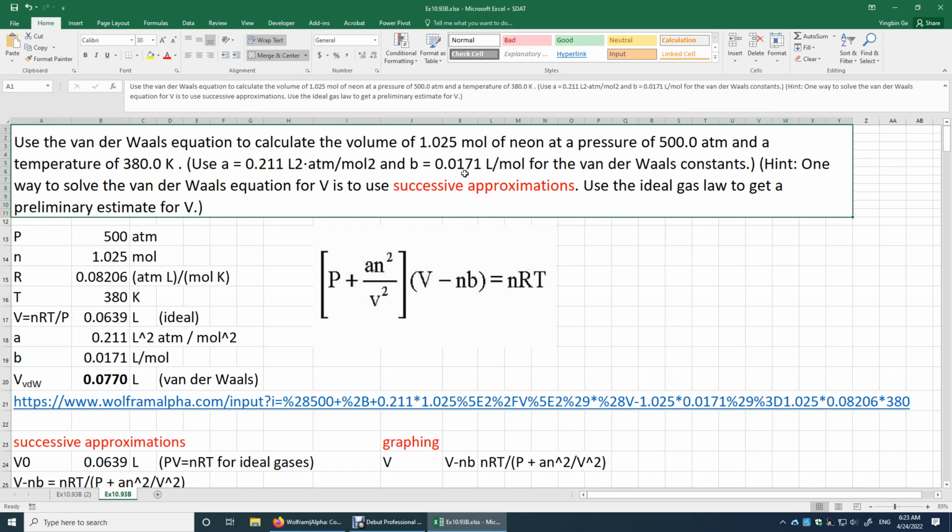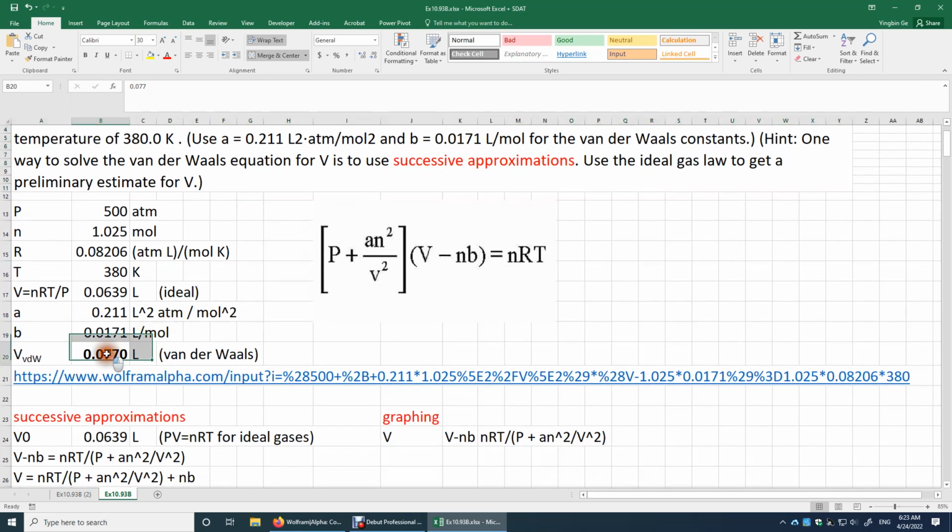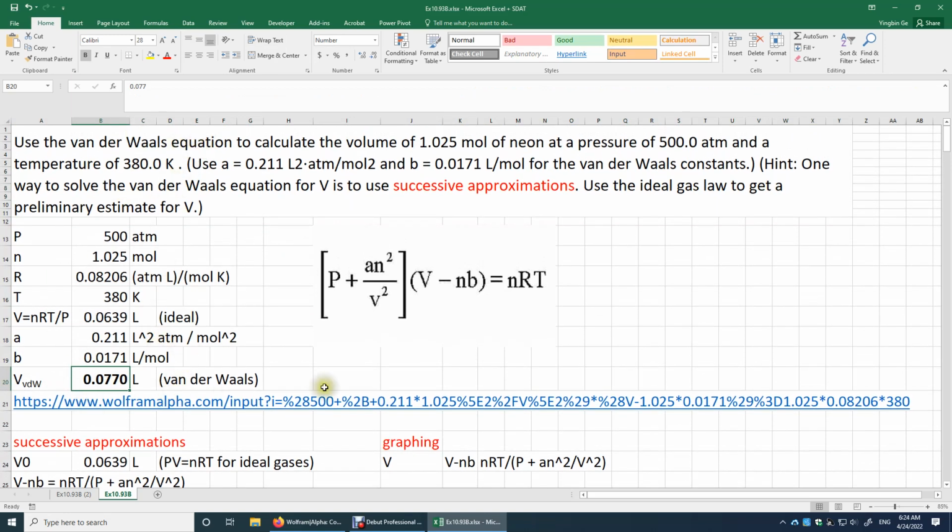So you may ask, is this solid or liquid? It does not matter. This is just an approximation. It's roughly the molar volume of liquid neon or solid neon. All right, now let's calculate this volume using this van der Waals equation. This is my favorite method.